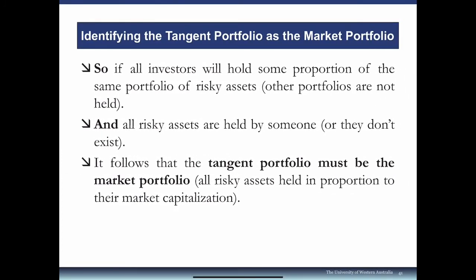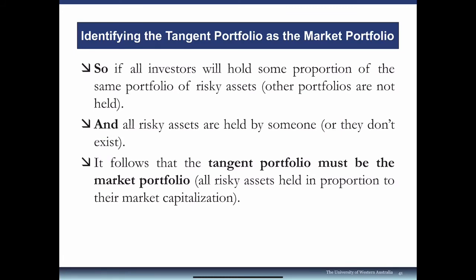So if all investors would hold the same proportion of the same portfolio of risky assets, then that means all risky assets are held by someone, or they don't exist, right? They're going to be held by someone. It follows, and this is a very important deduction, that the tangent portfolio must be the market portfolio. All risky assets are held in proportion to their market capitalization, right?